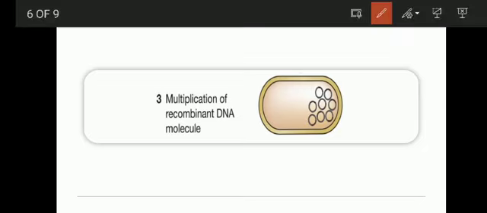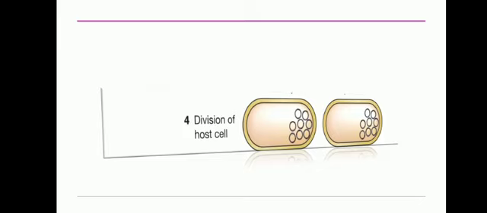In this step, the vector multiplies and produces numerous identical copies, not only of itself but also of the gene that it carries. And then in the fourth step, the division of the host cell will happen. When the host cell divides, copies of the recombinant DNA molecule are passed to the progeny, and further vector replication takes place.